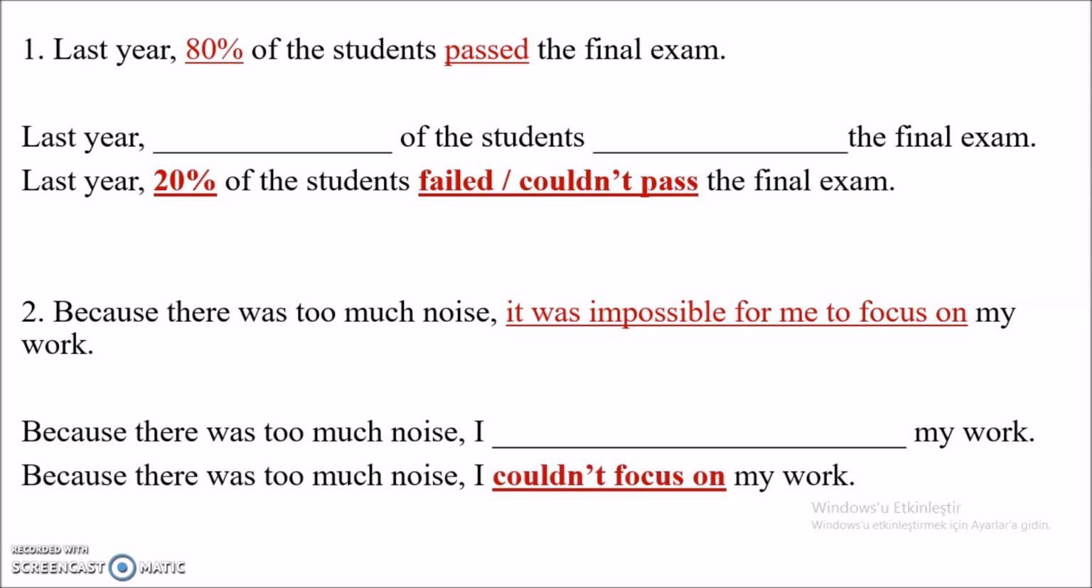In here, I want you to pay attention to the tenses. For example, in the second sentence, it says it was impossible, so this is past tense. When you rewrite this, the sentence should be in past tense. That is why I used couldn't here, to keep the meaning and the tense same, okay? This is an important point. Please be careful with the tenses while you are rewriting sentences.